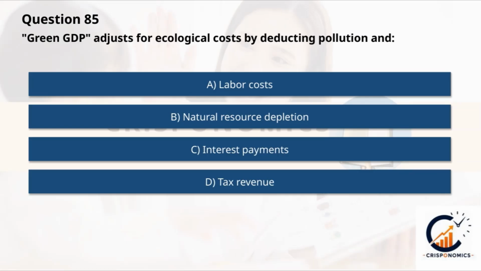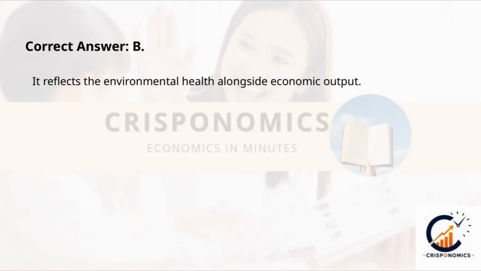This slide highlights a key idea: that environmental health is closely linked to economic output. It's not just about dollars and cents. It's about how well our environment is doing as we grow economically. When we measure progress, we need to consider both. That balance is crucial for sustainable development. So, the correct answer here is B, because it captures this connection clearly.